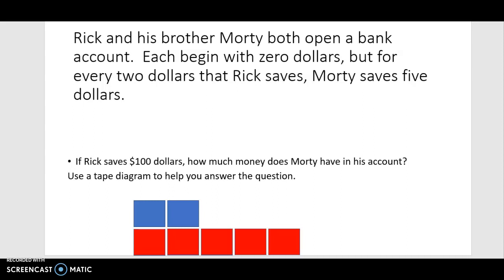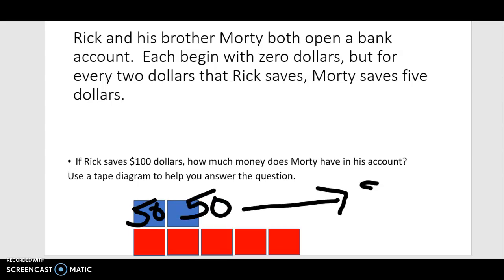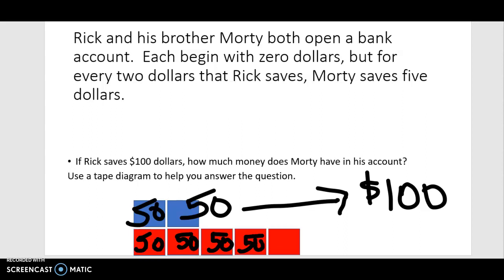Okay, so like we said, this one will be 50 in each one. 50 bones here, 50 bones here. Because Rick has how much? He has 100 bones, or $100, or 100 smackaroonies. All right, but Morty has 5 to every 2 that Rick has. So Morty still has equivalency, but now we can solve it this way.